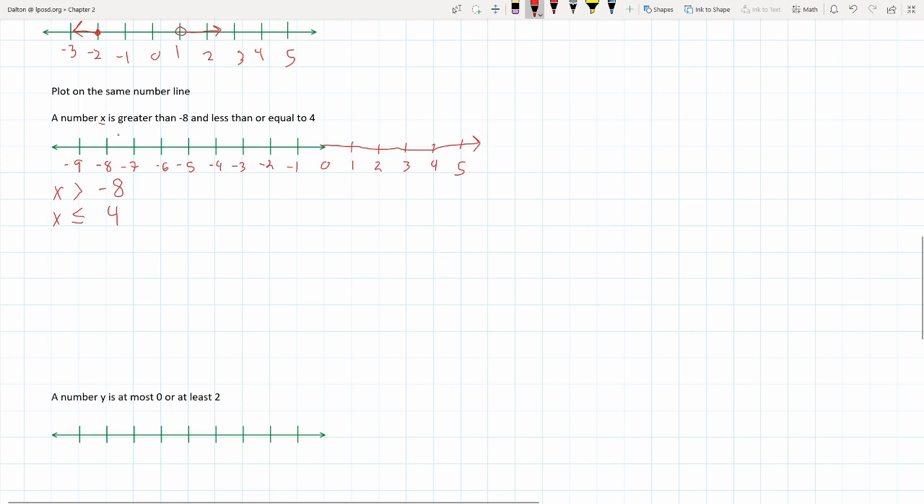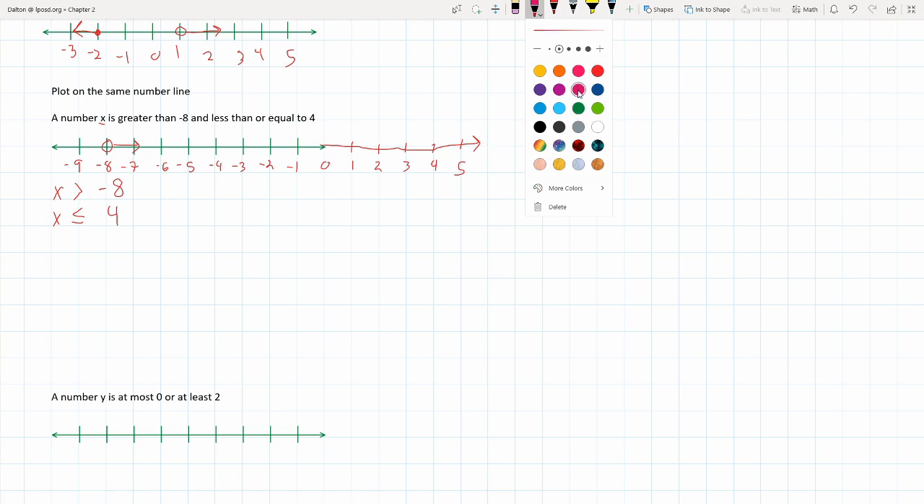So we're going to plot this. So x is greater than negative 8. There's no equal sign, so that tells me open dot. A number that's greater than negative 8, is it negative 9 or negative 7? The answer is negative 7. So I'm going to start that going in one direction. I'm not going to finish it until I get the whole picture.